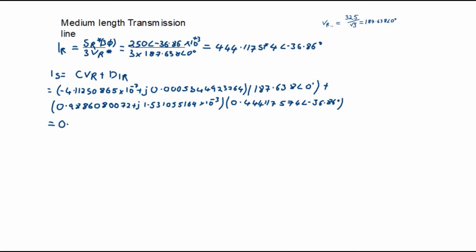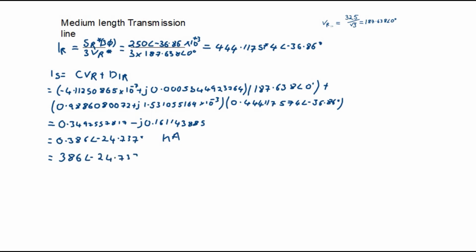This is equal to 0.3497557817 minus J.016114385. This is in Cartesian form. In polar, it's equal to 0.386 at a phase angle of minus 24.737 kA, or 386 at a phase angle of minus 24.737 amps.